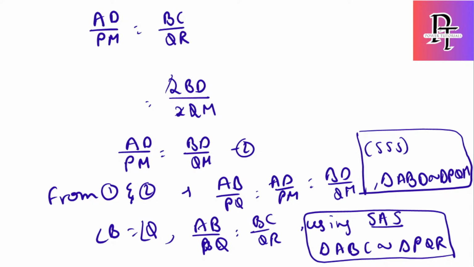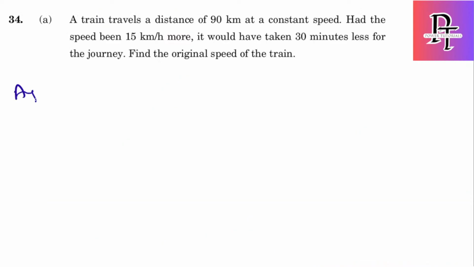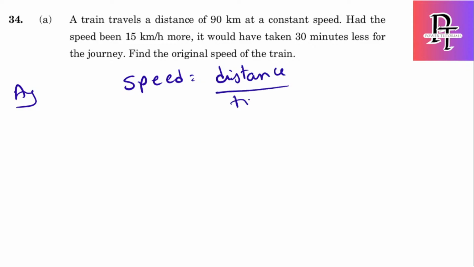Okay, let's move to the next one, 34th, and here also we have two options to solve, either A or B part. So let's solve A part first. A train travels a distance of 90 kilometers at constant speed. Had the speed been 15 kilometers per hour more, it would take 30 minutes less for the journey. Okay, so for this we first have to know the basic formula of speed. Speed is equal to distance by time. This you have to remember to solve this type of questions.